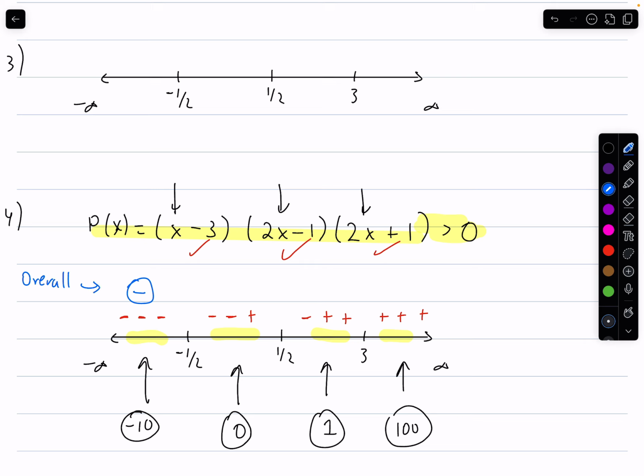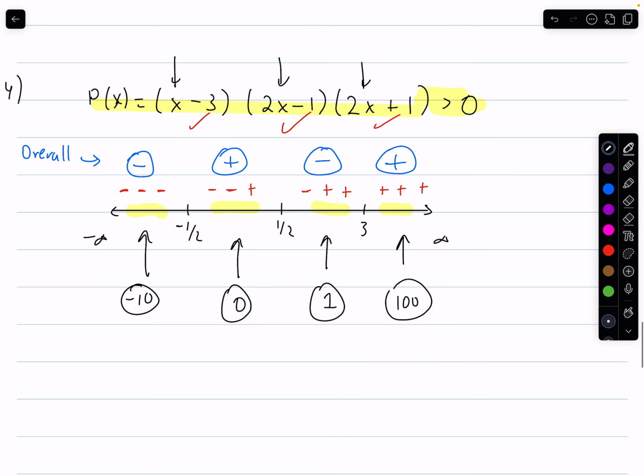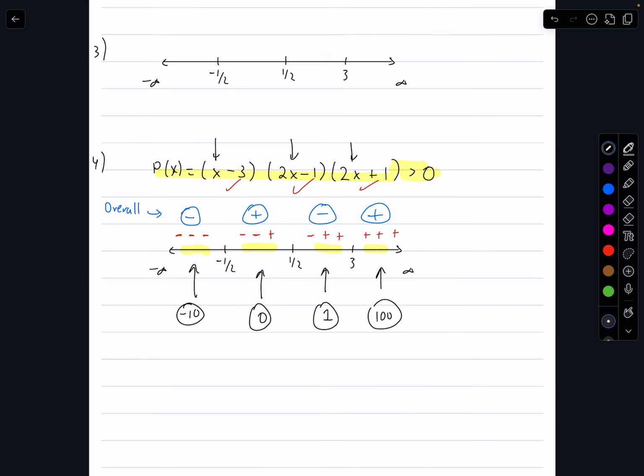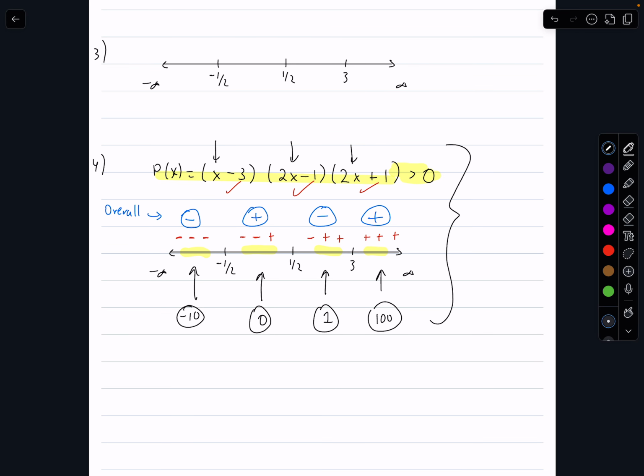If I do the same thing with this guy, well, you got positive and positive, which would mean the overall zone is going to be positive. With this guy and this guy, positive and negative, the overall zone is going to be negative. And then this one, the overall zone is going to be positive. Okay, cool. So that's step 4. This is what I mean. This is called zone analysis. Okay.